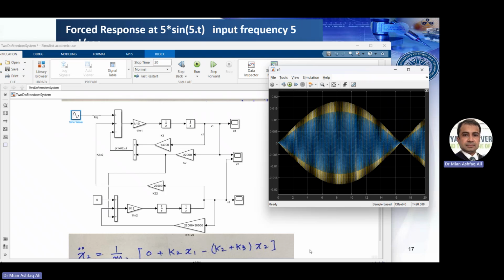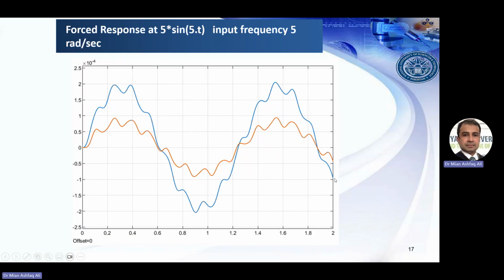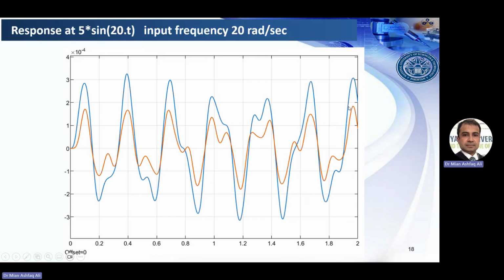Now switching back to the PowerPoint presentation. This is the one where the input frequency is 5 radian per second, and this is the one where the input frequency is 20 radian per second. It's not linked with the first natural frequency or the second. So when the system is vibrating at a general frequency, we see a very irregular motion.